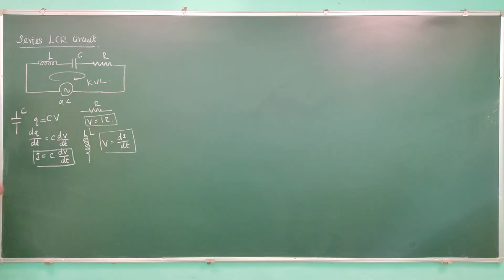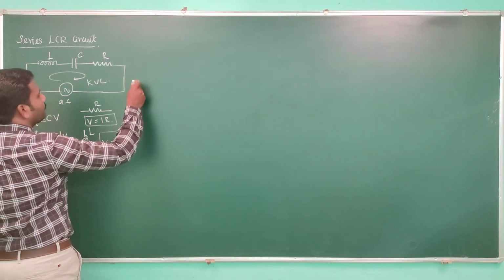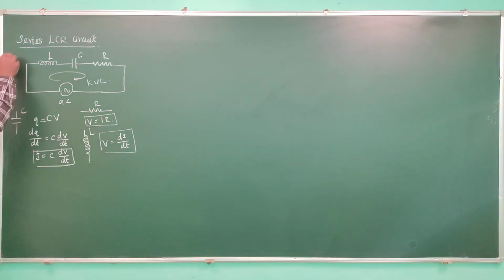Before applying Kirchhoff's voltage law, let me tell you one thing. In an AC circuit, if you are considering the direction from minus to plus, then you have to put a minus sign. If your direction is plus to minus, then you have to put a plus sign. Here let us consider the clockwise direction starting from the inductor.